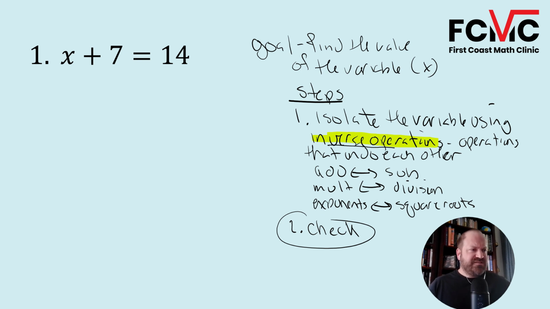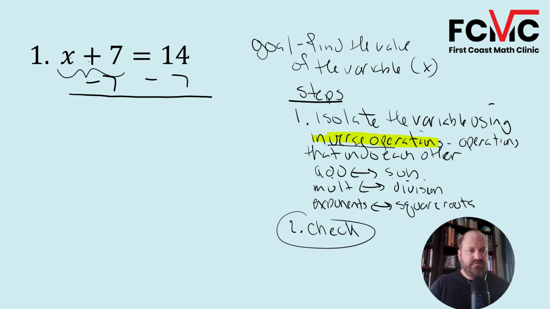So let's start solving this. We want to isolate the variable using inverse operations. Well, what's happening on this left side, right? I want to get that x by itself. What's happening between the x and the 7? It's being added. So what's the inverse of addition? The inverse of addition is subtraction. So I'm going to subtract 7. And whatever I do to the left side of the equation, I have to do to the right side. So minus 7, minus 7.